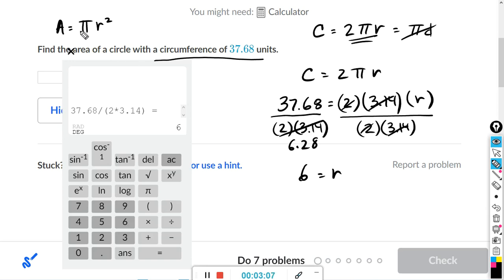I'm going to use area equals pi r squared, and I'm going to plug in 6 in place of r. The easiest way to do this is just to leave pi alone and write the answer in terms of pi. So we have pi, and r squared is going to be 6 squared. 6 times 6 is 36, and we still have pi. So there's your final answer, 36 pi.